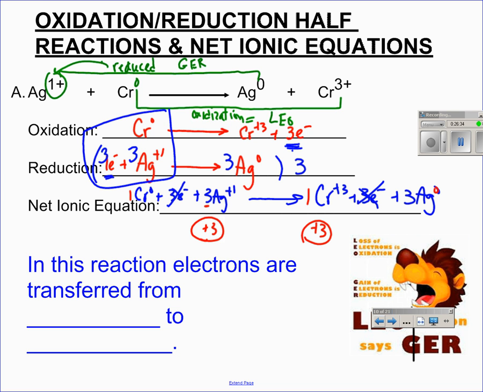In this reaction, electrons are transferred. So who lost the electrons? Cr0. Who gained the electrons? Ag+1.